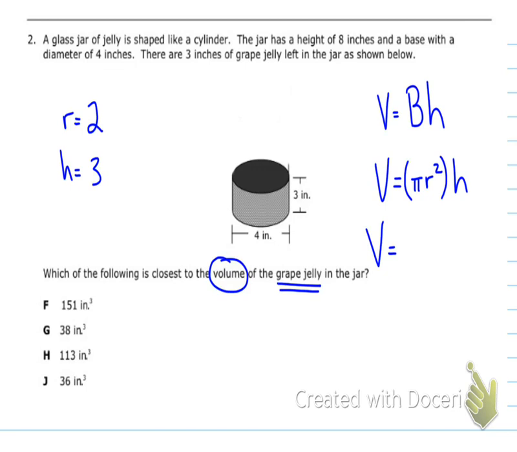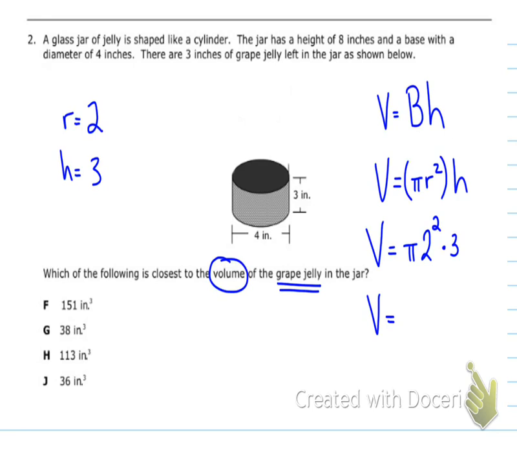As far as what you're seeing now in my image, you can only see the grape jelly. So the height that I'm going to use is 3. Now if you were to go and use 8, you'd be getting me the volume of the entire jar. I don't care about the whole jar. The question tells me to focus on the jelly. As far as the jelly goes, it's only 3 inches high. So plug it in. And what's pi 2 squared times 3?